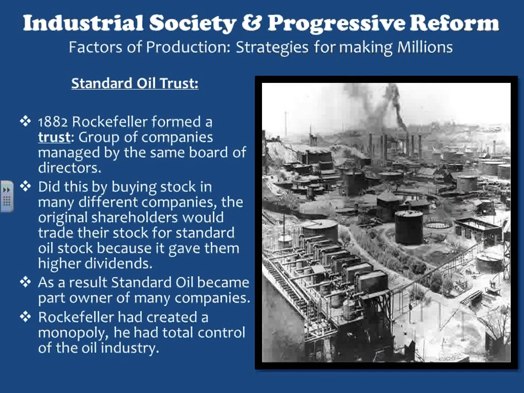Now, in 1882, he formed a trust, which is a group of companies managed by the same board of directors. He did this by acquiring stock in many different oil companies. The shareholders of these companies traded their stock for Standard Oil stock because it paid higher dividends. Again, it yielded more cash for their investment. As a result, Standard Oil became part owner of other companies.